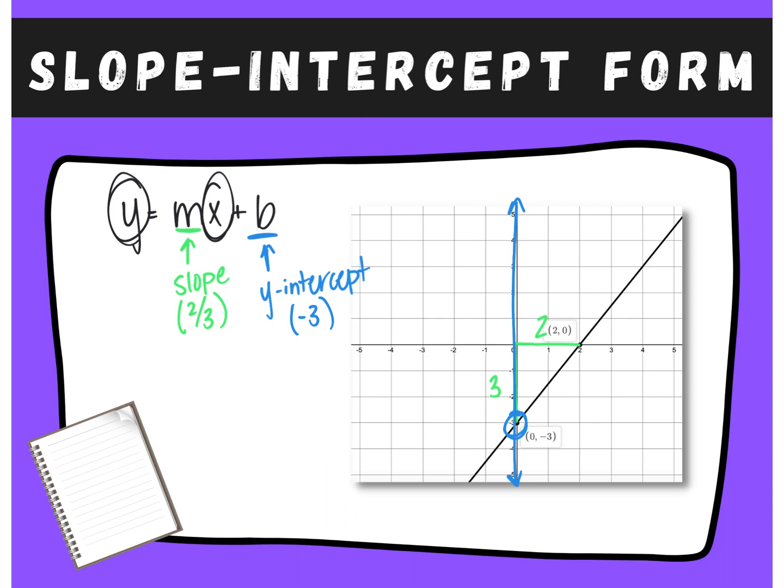The equation of this line, because I have my slope and my y-intercept, is now relatively easy to write. All I have to do is plug in my slope and plug in my y-intercept. And here I have the slope-intercept form for this line. Let's try another.